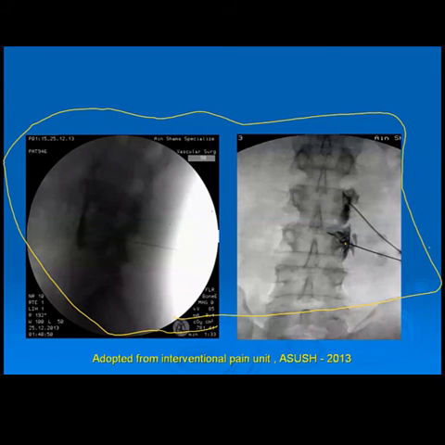This is a picture of one of the cases that we have done. And as you can see here, the needle at L4 is running along the anterolateral aspect of the vertebral body. Here is L2 and L3, and we get a good response with a good linear spread, and the contrast is just hugging the vertebral body.